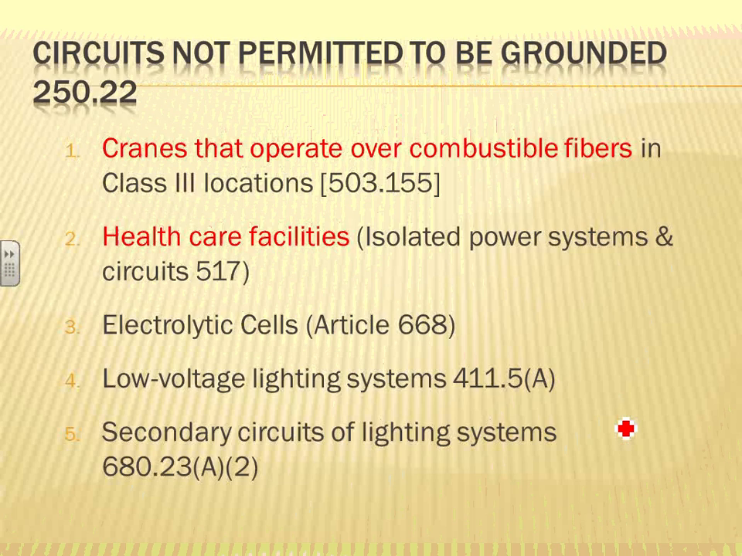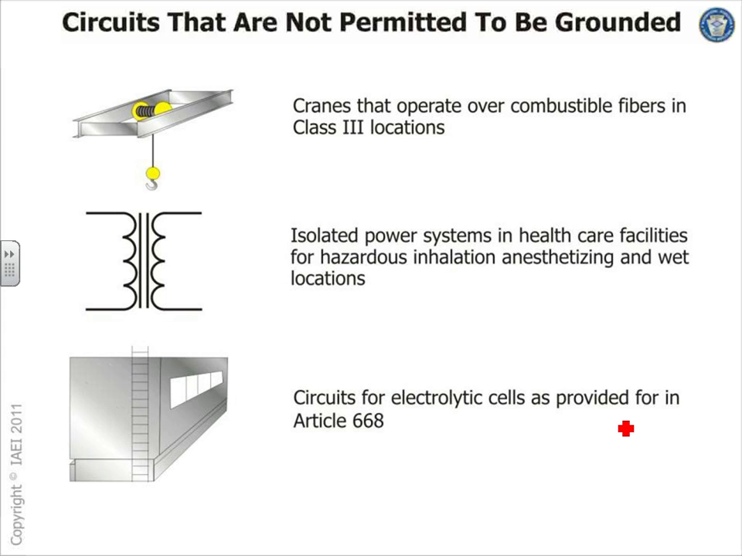Now these are the system circuits not permitted to be grounded, and you can see these are the ones: cranes above a class 3 location hazard, right? Isolated power systems in care facilities, and circuits for electrolytic cells. These shall not be permitted to be grounded. Not permitted to be grounded. You have to run them as ungrounded systems.